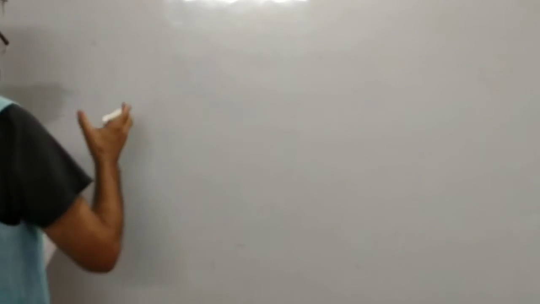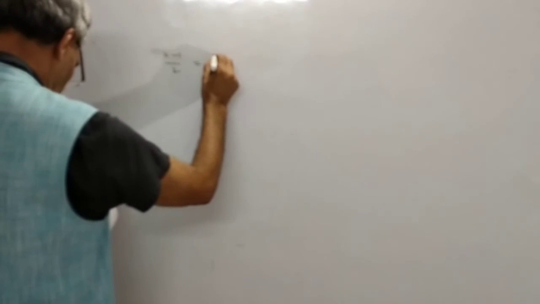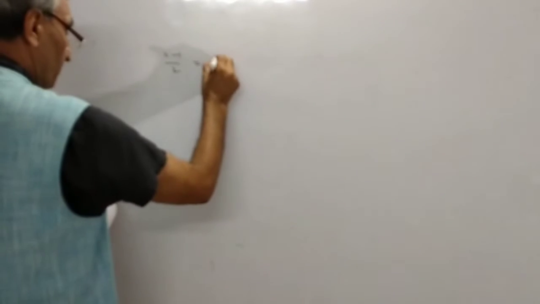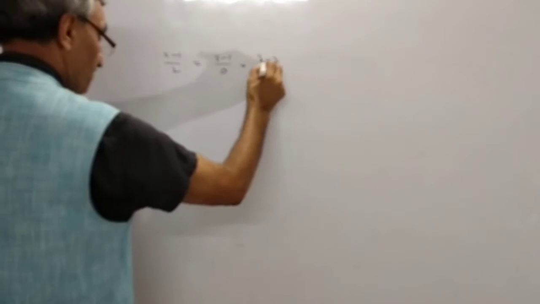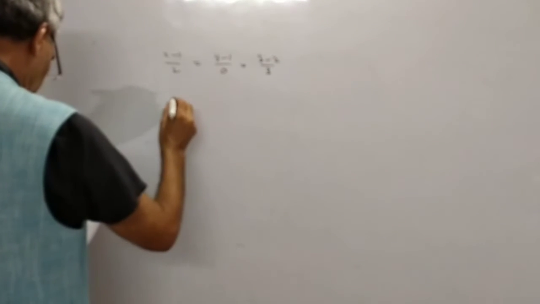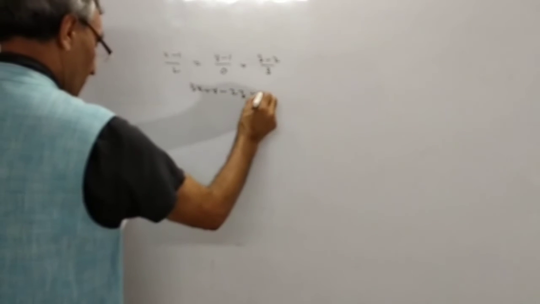this is the line: x minus 1 by 2, and x minus 1 by 2, y minus 1.0 and z minus 2 upon 3, and the plane equation is 3x plus y minus 2z is equal to 0.